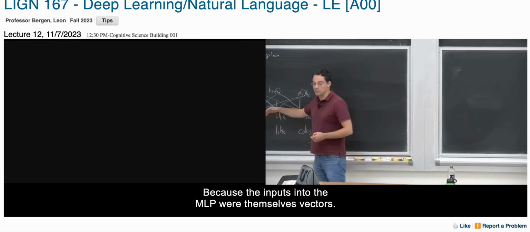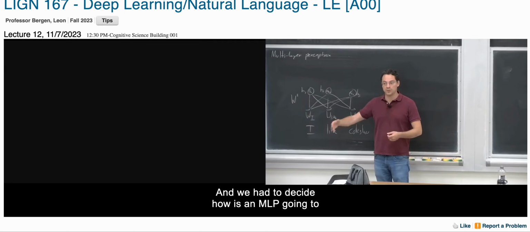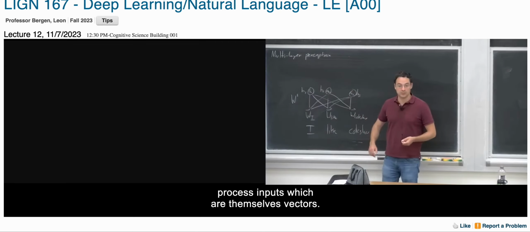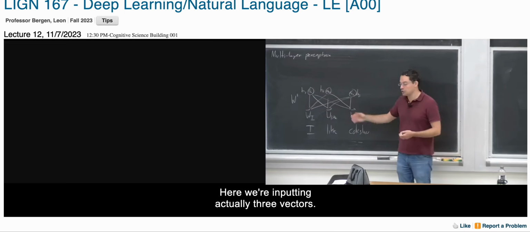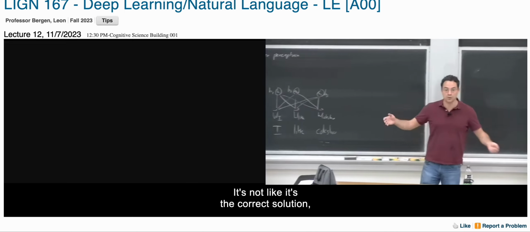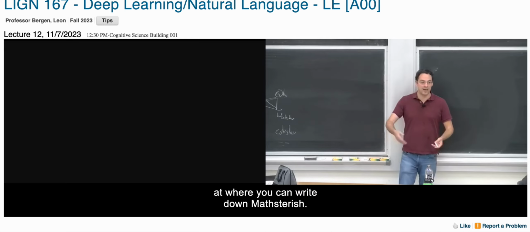The inputs into the MLP were themselves vectors. And we had to decide how an MLP is going to process inputs which are themselves vectors. Previously, the inputs going into the MLP were just scalars, single numbers. Here we're inputting three vectors. So what was our solution last time? It's not like it's the correct solution. It's just something where you can write down math and it's not just gibberish. So what did we do?